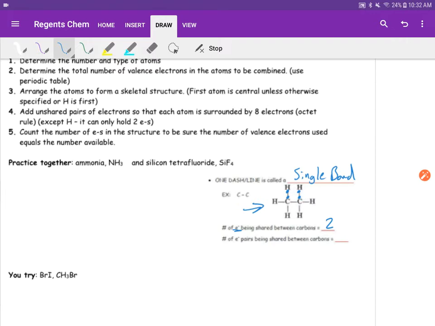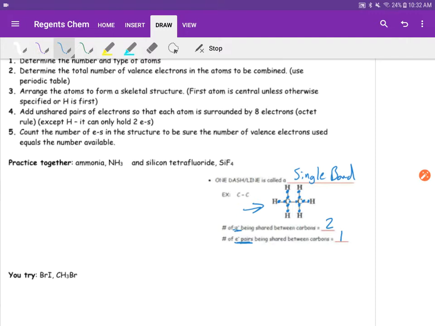Think about covalent bonds. What's happening with their electrons? Their electrons are being shared. So that's why one is from one element and one is from the other. So every single one of these lines is like having 2 dots because there's 2 electrons within the line. Now, the number of electron pairs shared between the carbons or between the different elements would be 1.